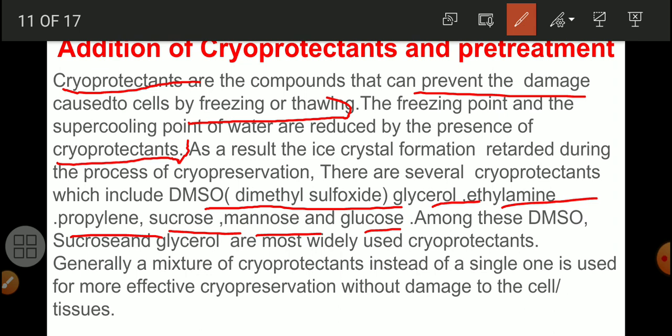Among these, DMSO, sucrose and glycerol are most widely used, because they are very suitable, easily available, and have less side effect at the time of conservation of germplasm. Generally, a mixture of cryoprotectants instead of a single one can also be used, which is more effective for cryopreservation without damage to the cells or tissue. So we can use a mixture of these cryoprotectants or a single one, but a mixture is more fruitful for successful cryopreservation as compared to using a single cryoprotectant chemical.